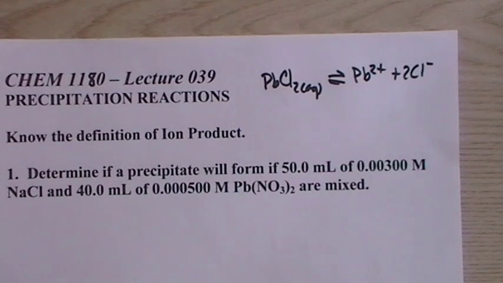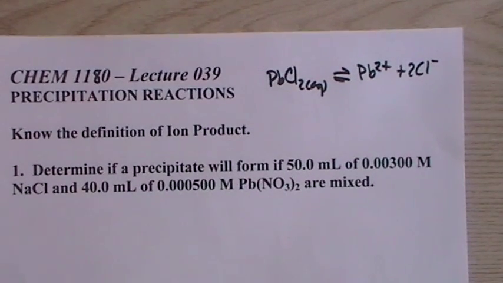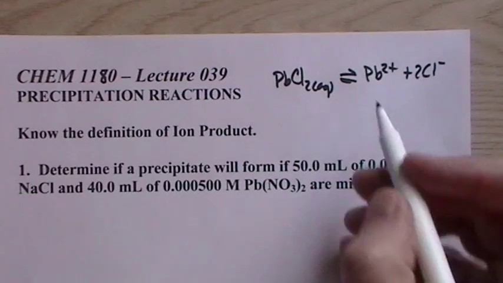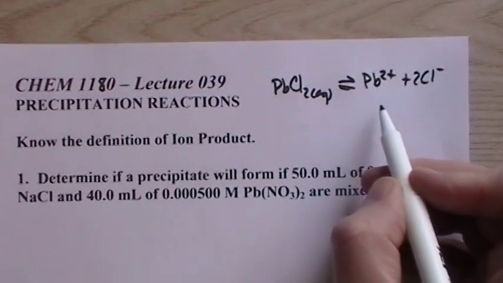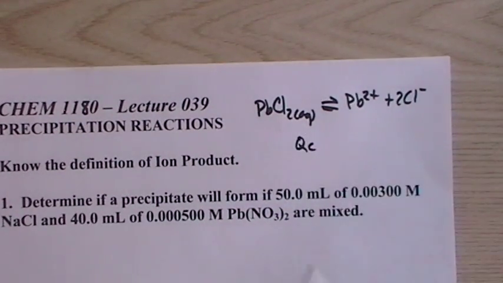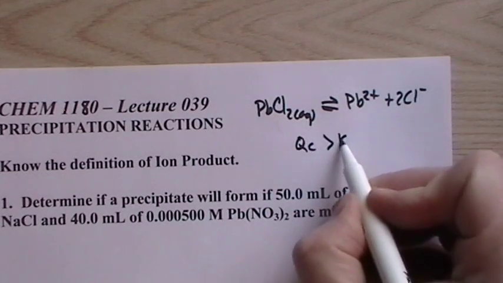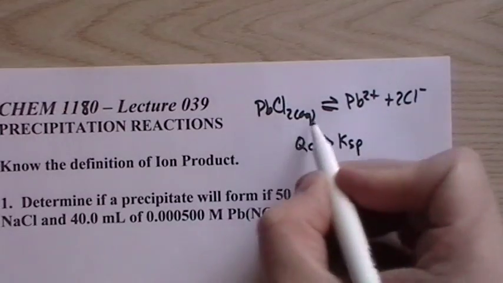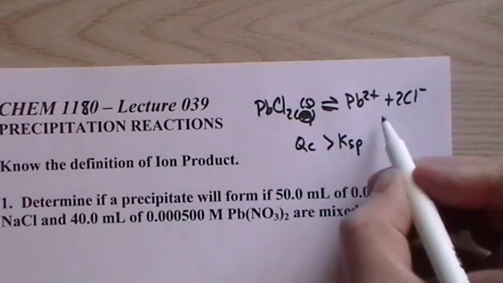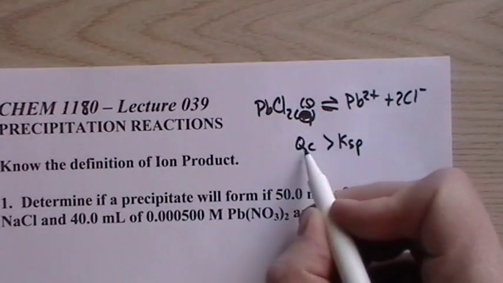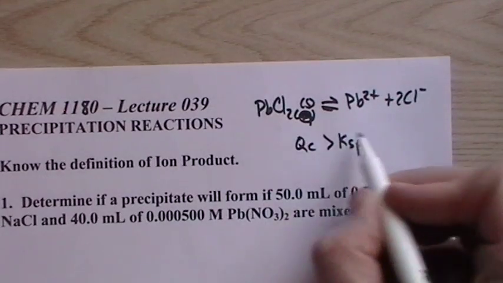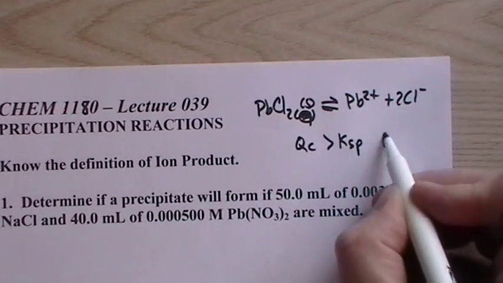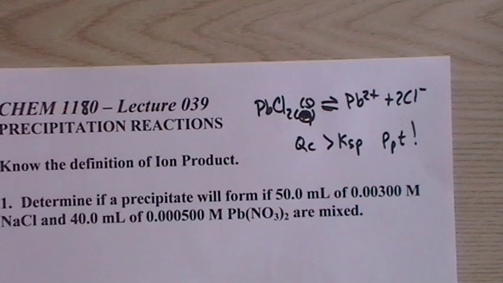So we're mixing, and we're going to have to convert to moles, as we've done before, to find the new concentrations, and then those concentrations are going to go into our QC expression. If QC is greater than KC, or KSP I should say, then there's going to be a shift left, and this is a solid. So if QC is greater than KSP, we go back to reactants, which are solids, so we're going to get a precipitate, PPT.